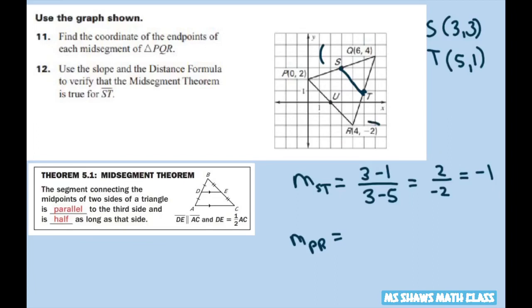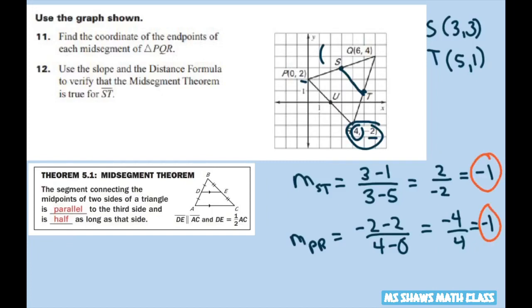And the slope of PR equals, and we have our points here, negative 2 minus 2 for the Y, and for the X, it's going to be 4 minus 0. And so that gives us negative 4 divided by 4 equals negative 1. Since the lines have the same slope, that means the lines are parallel. Parallel lines have the same slope.